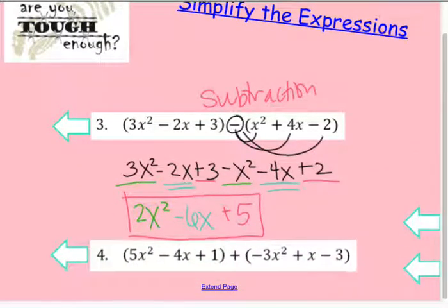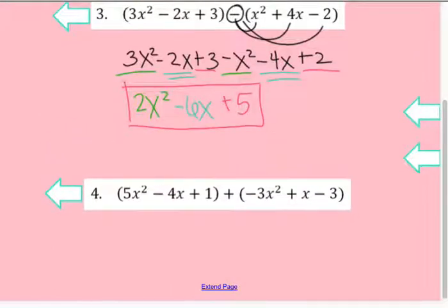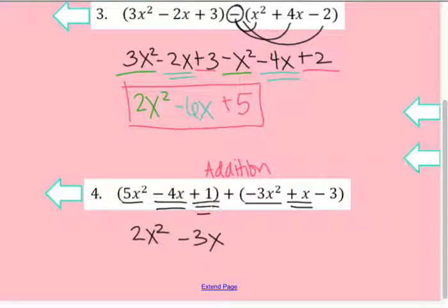Example 4. I would look once again what operation is occurring. This is addition. So all you need to do with addition is just combine your like terms. So I have 5x squared and negative 3x squared, which gives me 2x squared. Negative 4x plus x gives me negative 3x. And 1 and negative 3, when I add those together, I get negative 2. So I get 2x squared minus 3x minus 2.